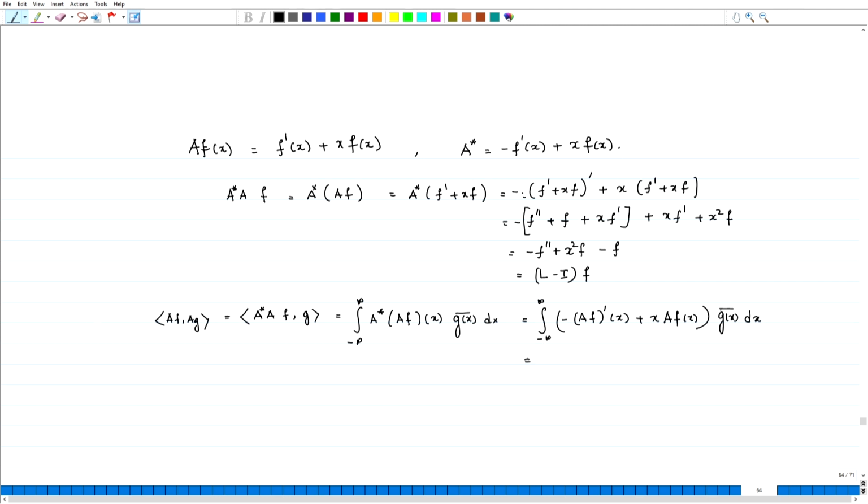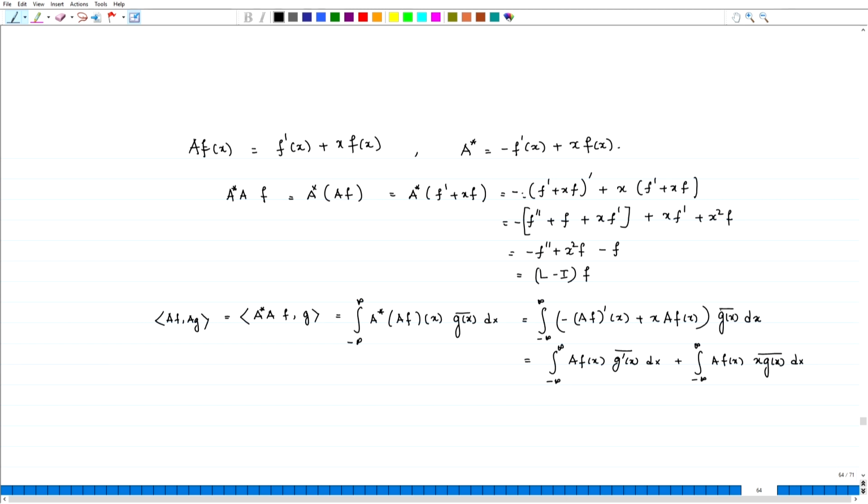So, if we do integration by parts, minus of (A f) prime is minus of A f into g bar of x, which vanishes. Then what we will get is minus of the integral from minus infinity to infinity of A f of x and then g prime of x bar dx. And for the next one, what we have got is the integral from minus infinity to infinity of A f of x, then x g of x bar dx.